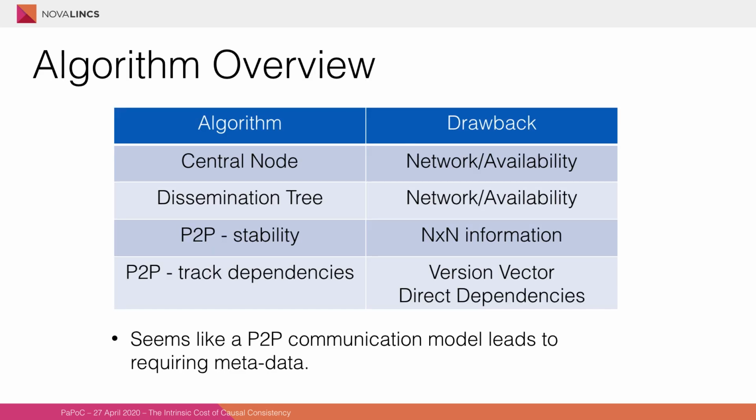So the first 2 algorithms that I discussed, using a central node or a dissemination tree to propagate operations, have actually as drawback that they have a fixed network. It's not really dynamic in terms of adding new peer-to-peers or new connections. When we add this ability to add new connections or nodes, we have as impact that you need some stability mechanism, which requires information in terms of every node knowing information about every other node, or we need to track dependencies, which also has a metadata overhead. Now it seems that as we try to use a peer-to-peer communication model, it's this that leads to us requiring additional metadata.